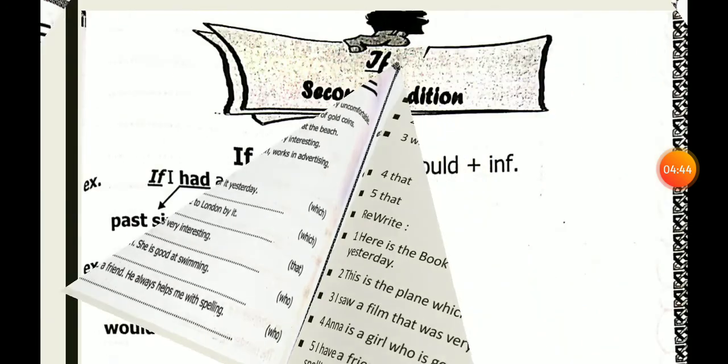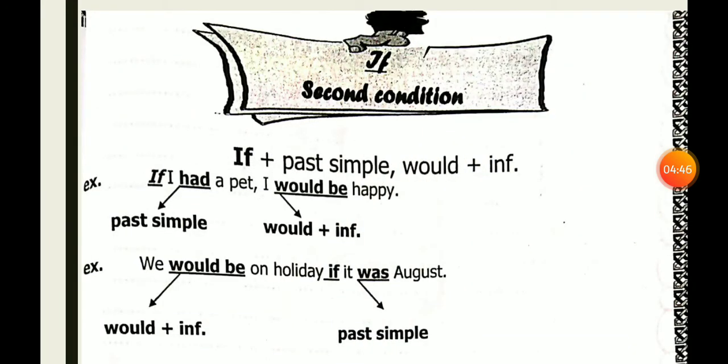Now, let's see another thing, which is second conditional if. We've taken before the first conditional: if present simple, will plus infinitive. Now it is the same, but we will change it from present to past. If past simple, would plus infinitive. Let's see the example. If I had a pet, I would be happy.